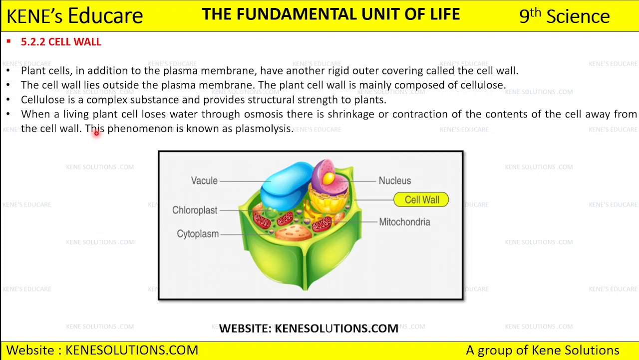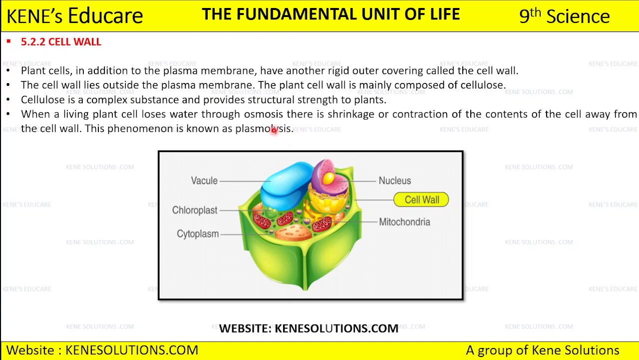Okay, so when a living plant cell loses water through osmosis, see, if I have a living plant cell and that living plant cell is losing water. Now we all know that a plant cell can lose water or gain water, right? So in this case, if the plant cell is losing water through osmosis, you will see that the cell will shrink. So there is a shrinkage or contraction of the content of the cell away from the cell wall. In such a phenomenon where the plant cell is losing water and shrinkage is taking place, we call it plasmolysis.